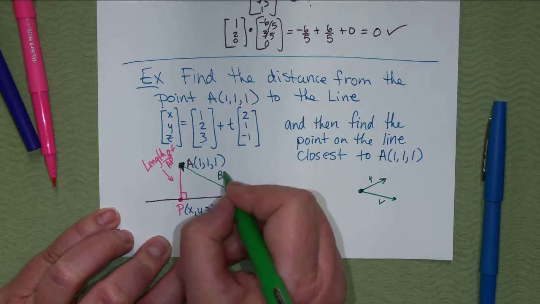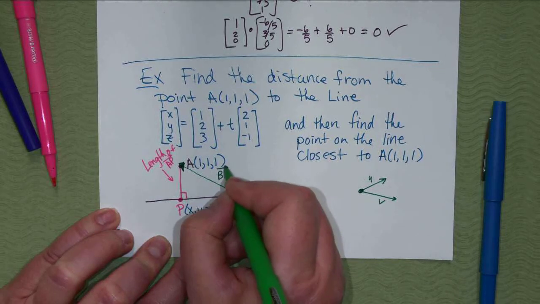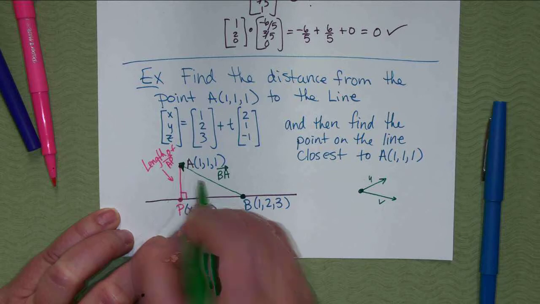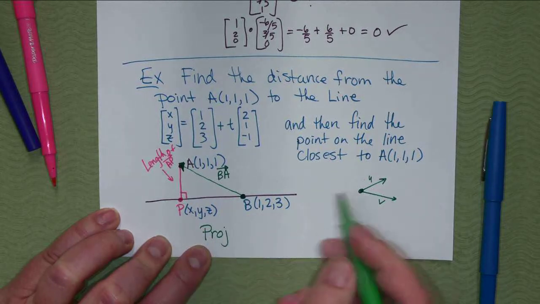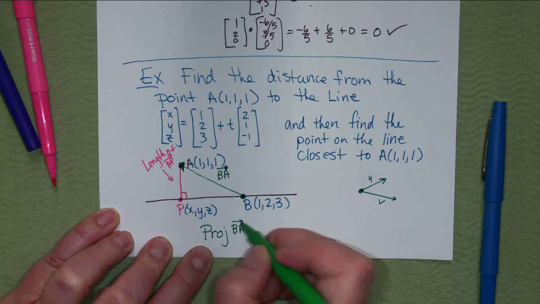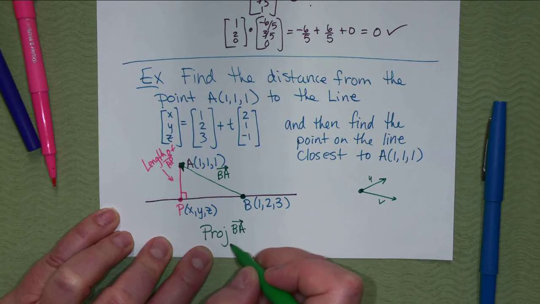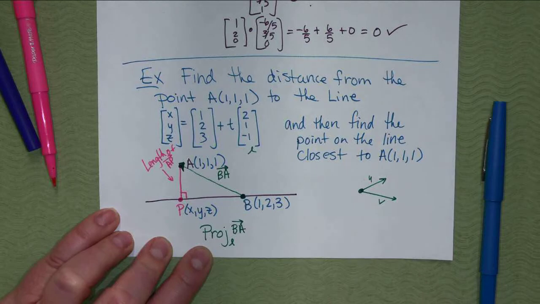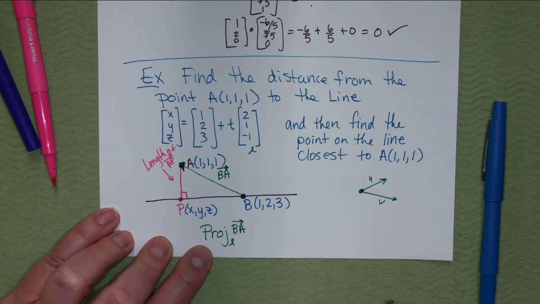BA, because the arrow points at the A, so it's BA, okay? So the projection of BA onto the line, let's call it line, or direction, or U, or give it a name, whatever you want to call that vector. So I just called it a little line. Is equal to this vector.